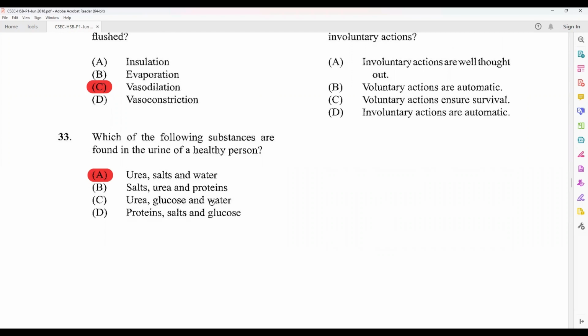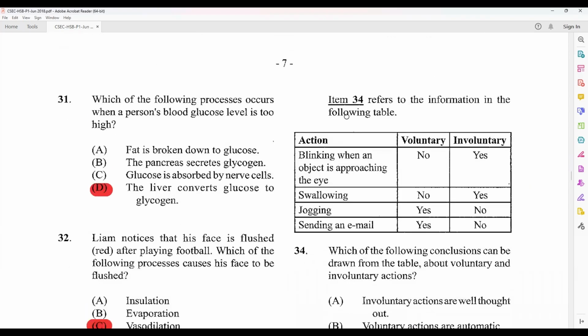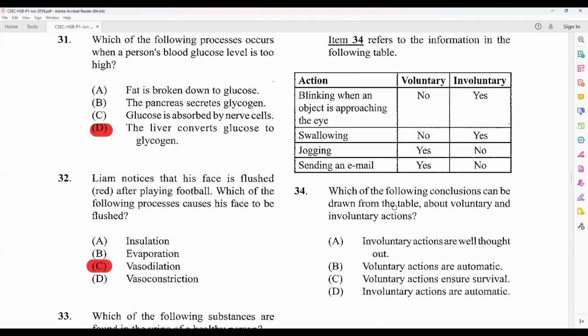All right, so moving on to question 34. The information in the following table, they give you some actions and they identify them as voluntary. That means you can control them, and involuntary, you cannot control them. They happen automatically. Which of the following conclusions can be drawn from the table about voluntary and involuntary actions? And involuntary actions are automatic, as stated.